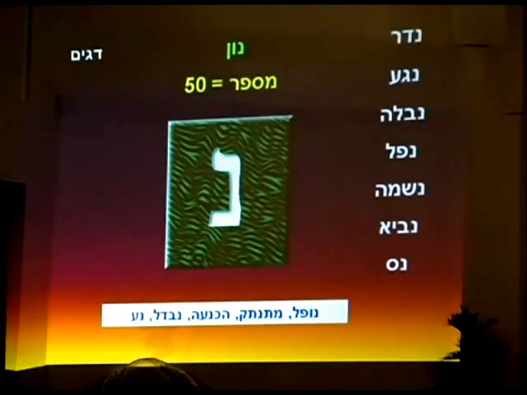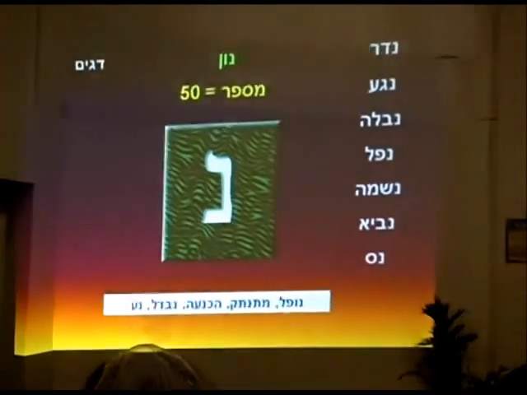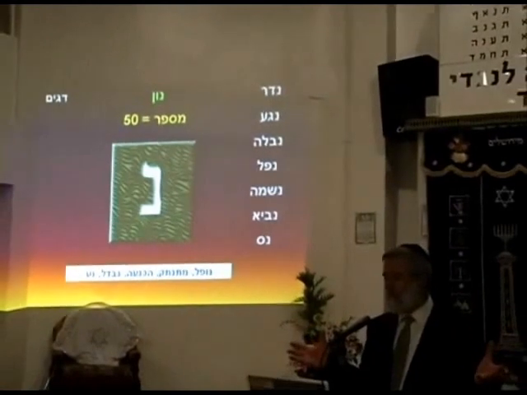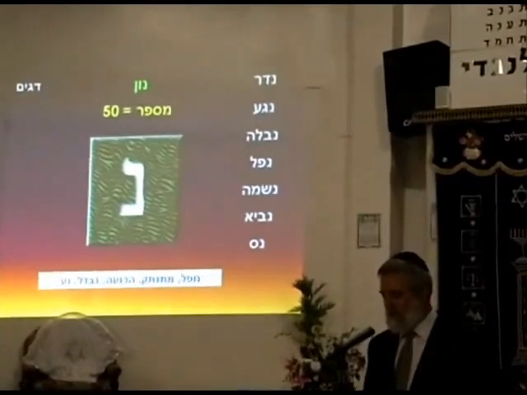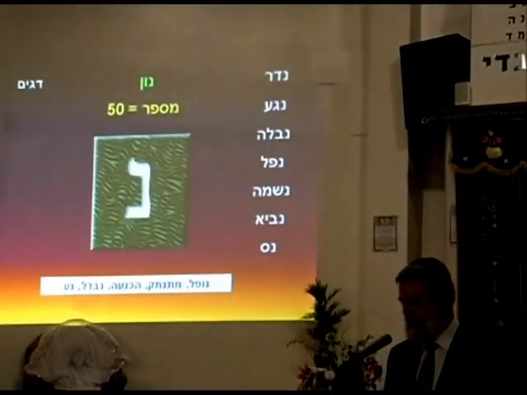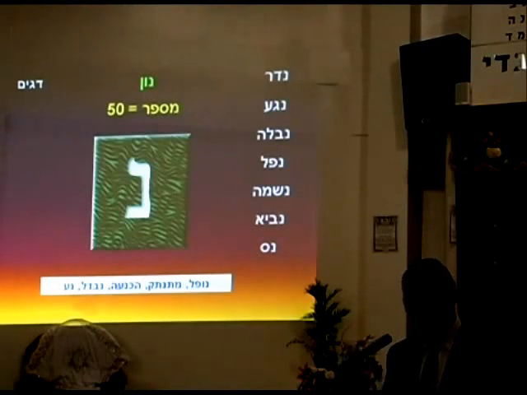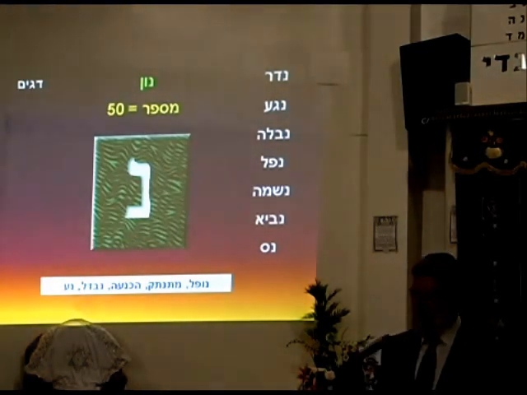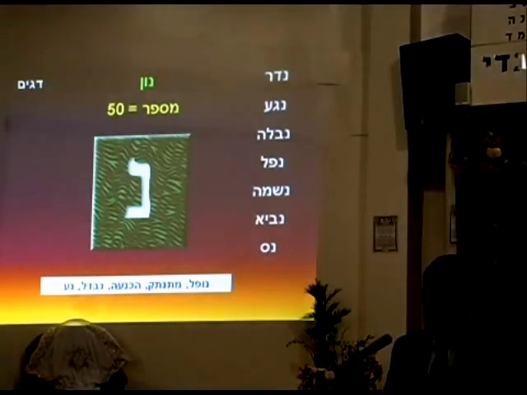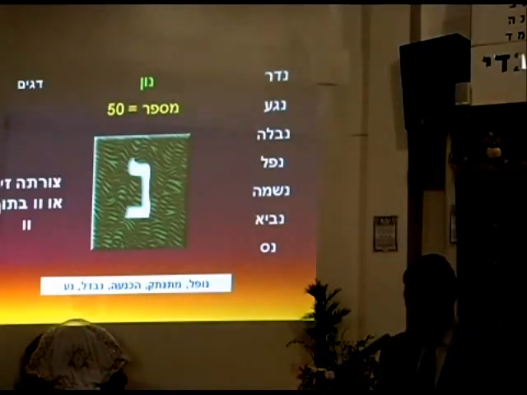A neder, a nega, nevela, nafal, neshama, navi, a prophet, a nes, a miracle. A miracle, what does a miracle have to do with this? Well, a miracle is something completely separate, completely apart from the laws of nature, right? And so is neder, neder being a promise, being something that is humbling or limiting in a way a person by restricting him, by him having to keep his word. A nega, which is a form of leprosy, which also makes him apart. He has to keep apart. And it looks like zayin or vav within another vav.